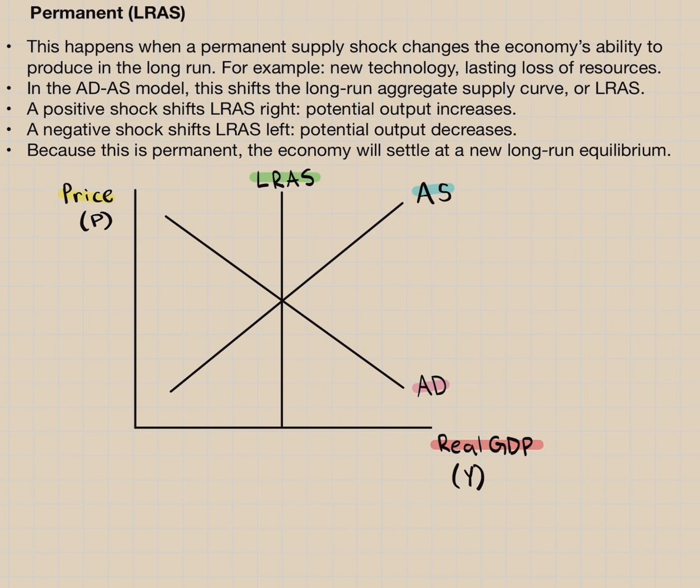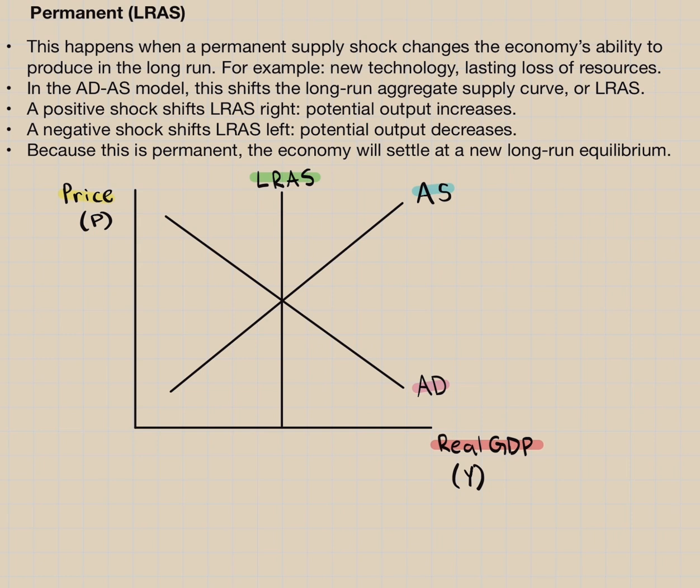A positive shock shifts LRAS right and potential output increases. A negative shock shifts LRAS left. Potential output decreases. Because this is permanent, the economy will settle at a new long-run equilibrium.